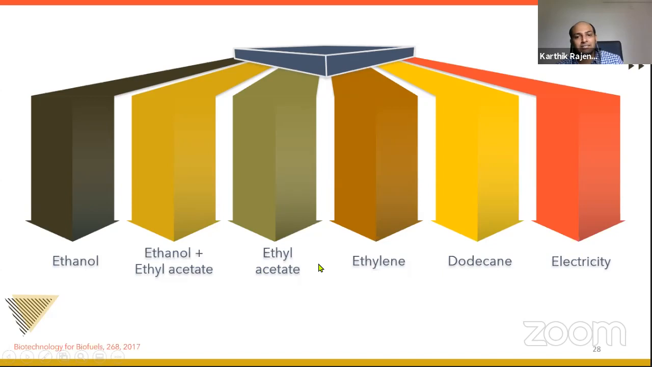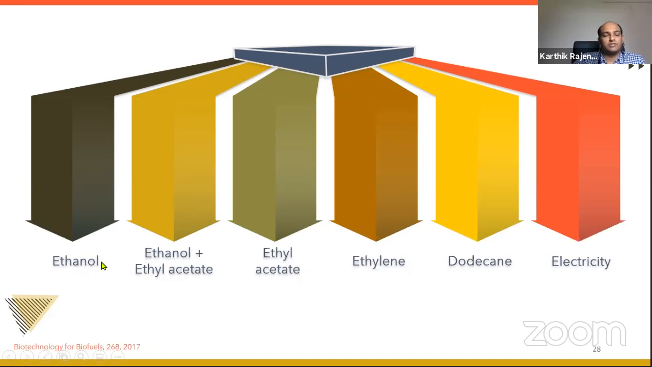And instead of ethyl acetate, why not ethylene or dodecane? Dodecane is a very advanced biofuel that is a linear polymer chain of ethylene when it goes through a high temperature process. So instead of this, why not produce electricity? Why not dry the biomass and then just produce electricity via a thermochemical process? Why do we have to go through all these steps? So we try to match these 6 different scenarios.